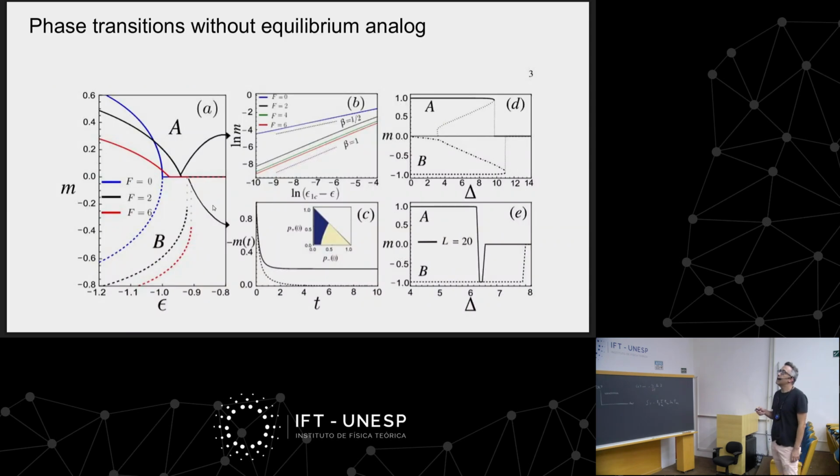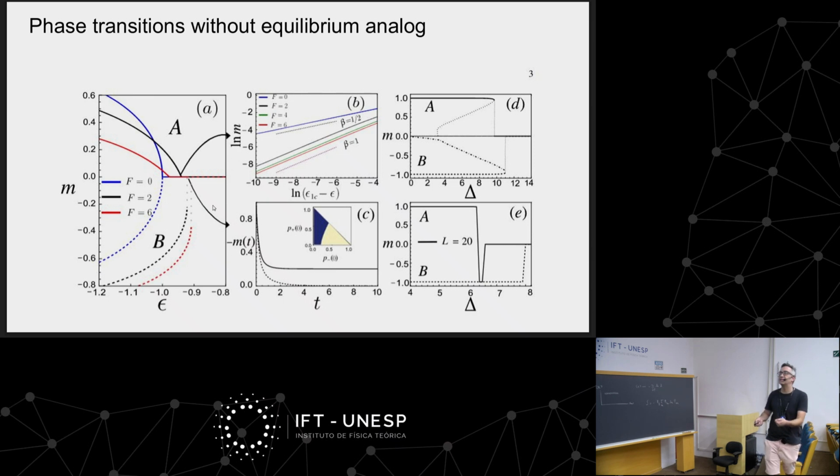Okay. Forget, for instance, the black and the red curves. Pay attention to the blue curves. The blue curves show a phase transition. Here is the magnetization, the order parameter. This is a typical ferromagnetic transition. We have two ferromagnetic phases dominated by up and down spins.